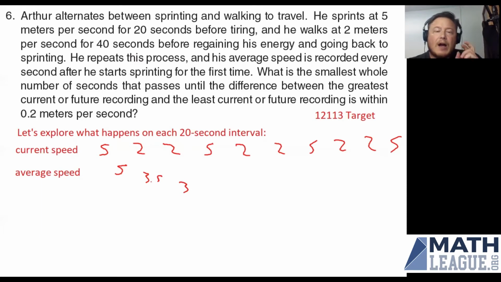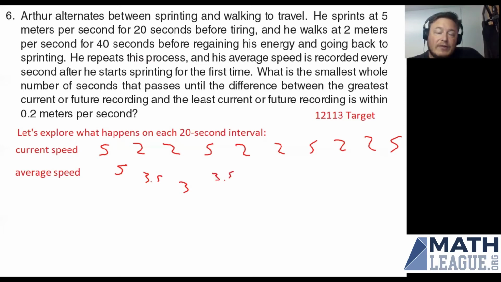All right, next up, at the next interval, after the second time that Arthur is doing his 5 meters per second, we've had 4 intervals, 2 of which were at 5, 2 of which were at 2. So the average there is going to be 3.5.